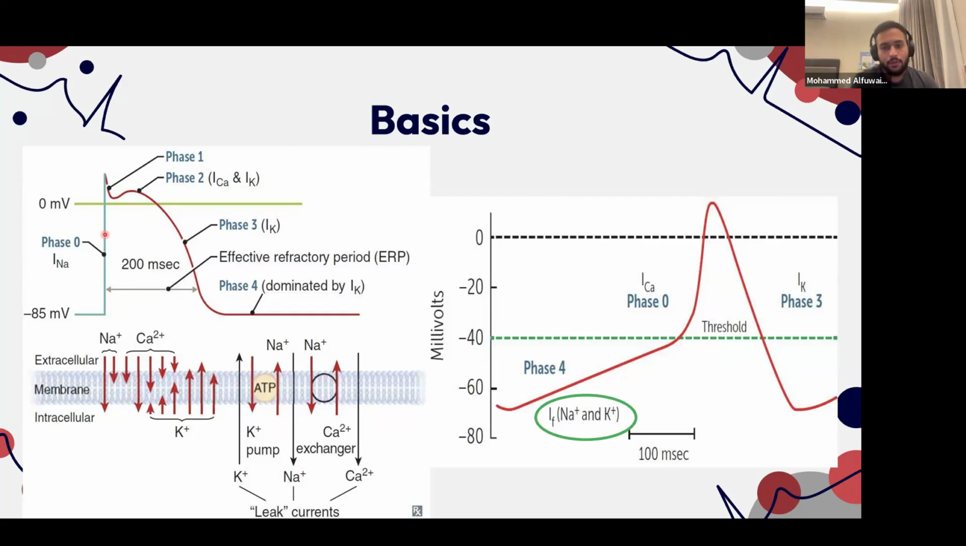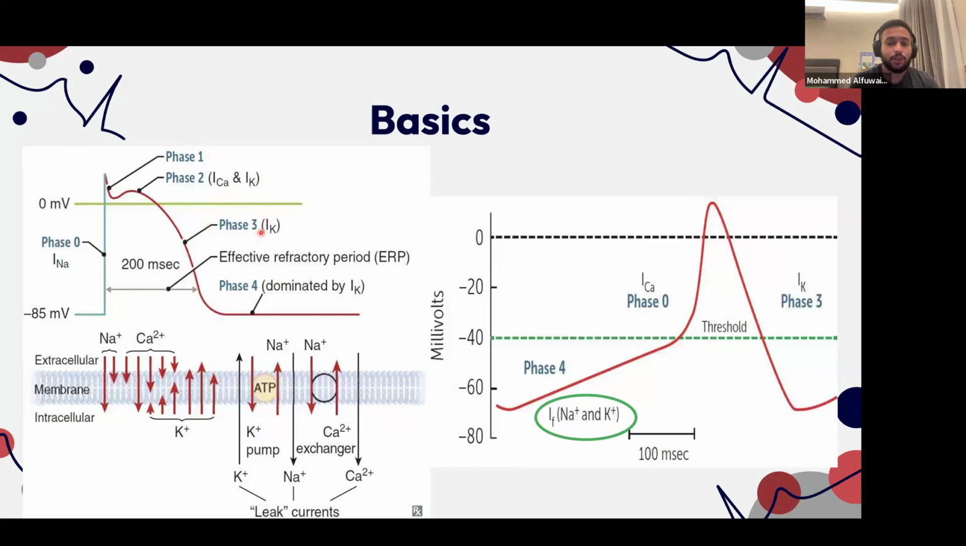After that, you have phase 1, which is closure of the sodium channels. Then phase 2 is when you have opening of the calcium channels and potassium channels. The calcium channels would move calcium in, potassium will move out. So this causes a plateau, okay? The membrane potential will not change. Then you'll have closure of the calcium channels and the remaining opening of the potassium channels, which will cause repolarization.